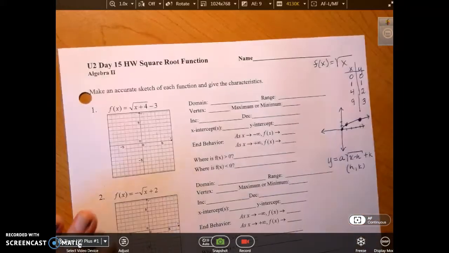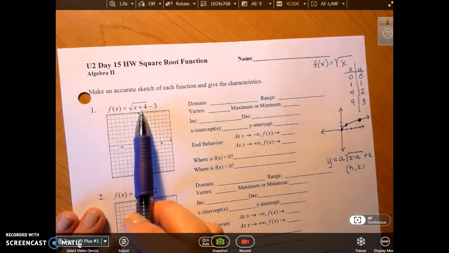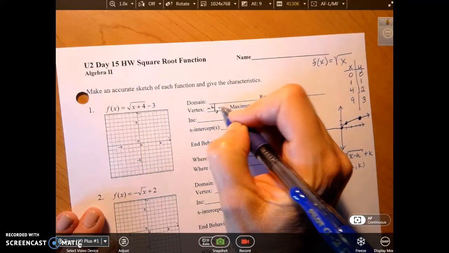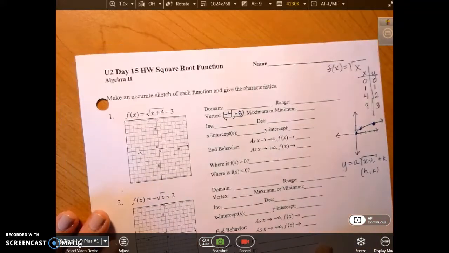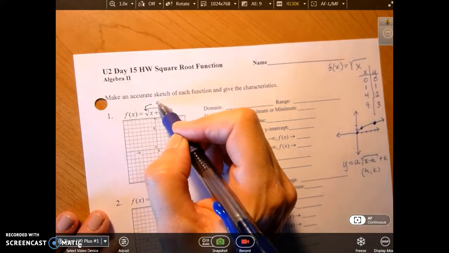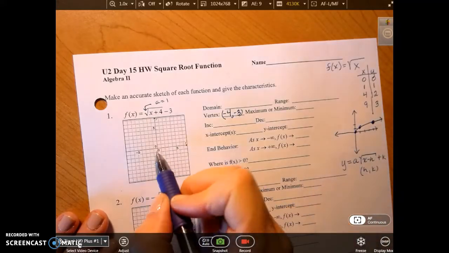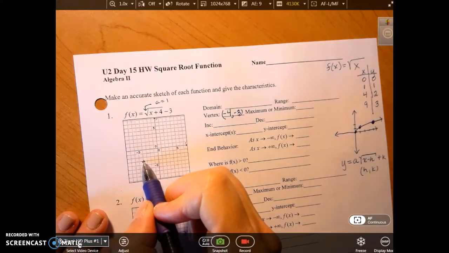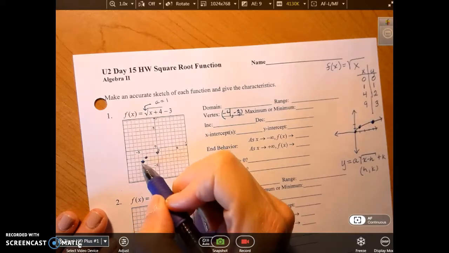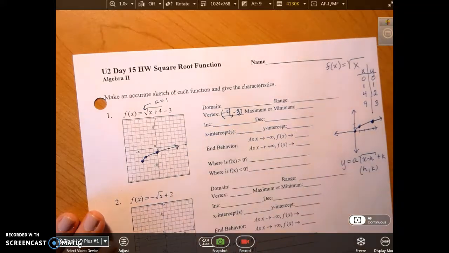So let's do number 1 together. The very first thing I want to look at is how is this translated. So it will be 4 to the left and down by 3. So I'm going to write -4, -3 right here. And I'm going to sketch it. There's no stretching or compressing because a is 1 and it's positive. It's just going to be the normal moves. So I'm going to go to -4, -3. I'm going to go 1 to the right, 1 up. 4 to the right, 2 up, and that's going to give me my general shape of the graph. So that's how you're going to graph these.